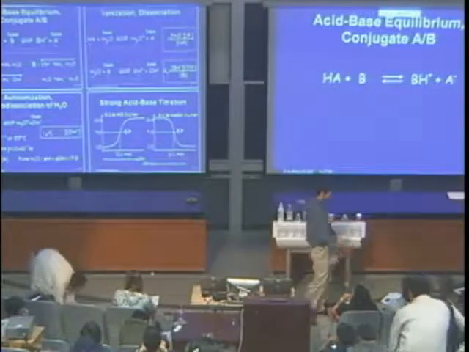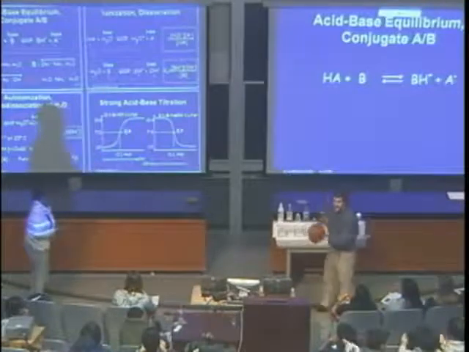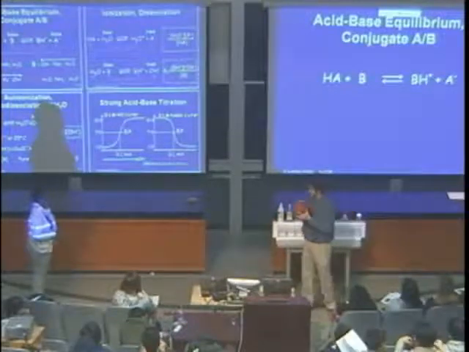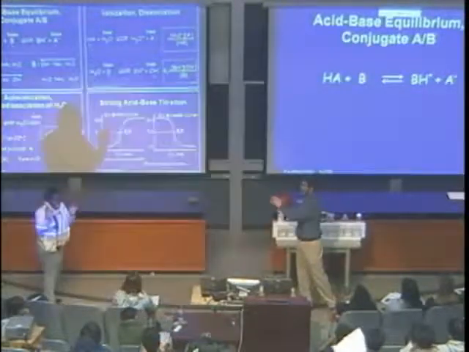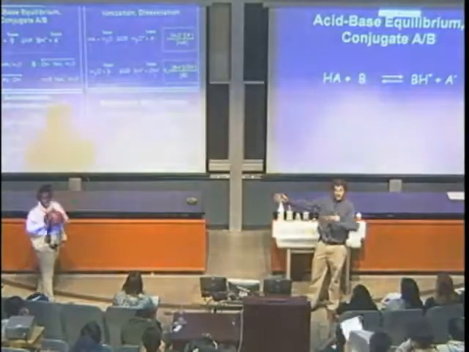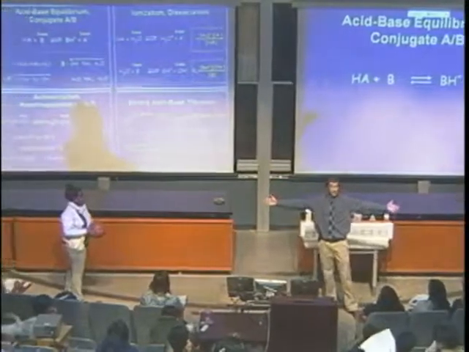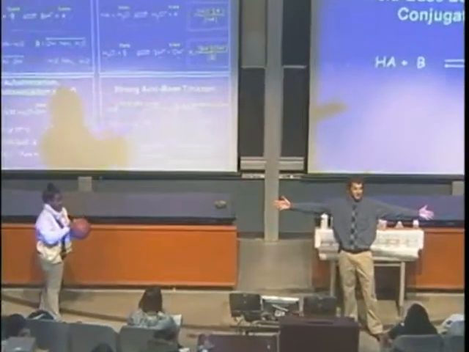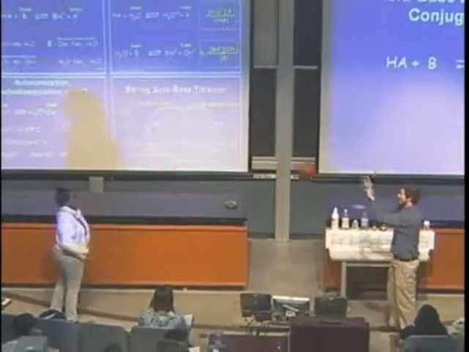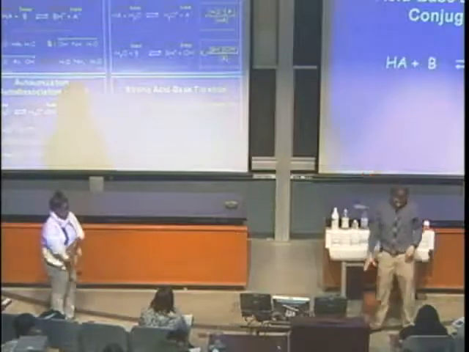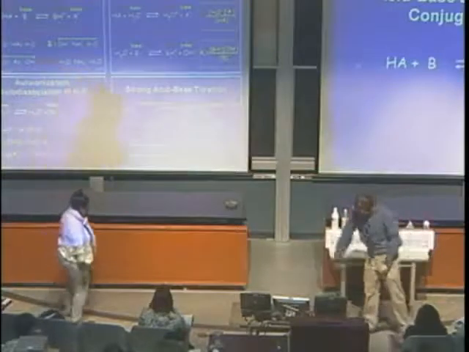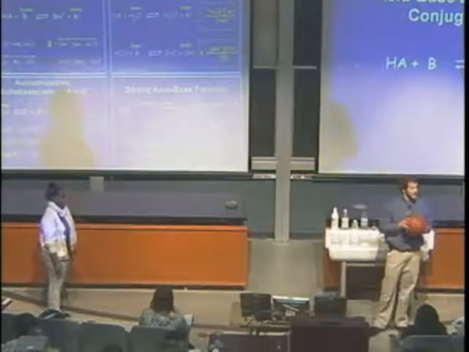I've got the basketball, and if I am an acid, I want to give up this basketball. And you are a base over here, and you're like, hey, I can catch the basketball, so here you go. Now I don't have the proton anymore. What am I now? I'm a base. And what are you? An acid, because you've got a proton that you can send back to me. And so we can have various strengths of acid or base.